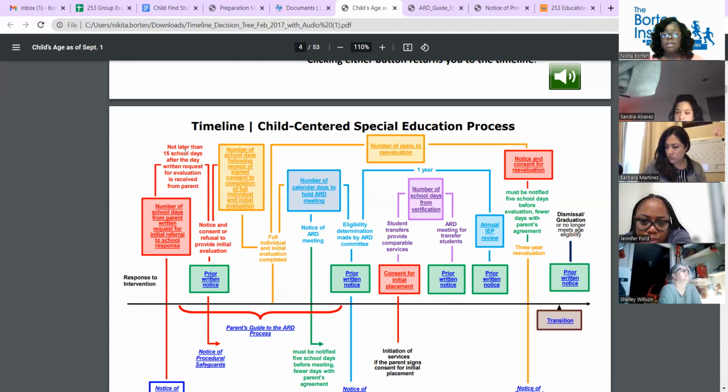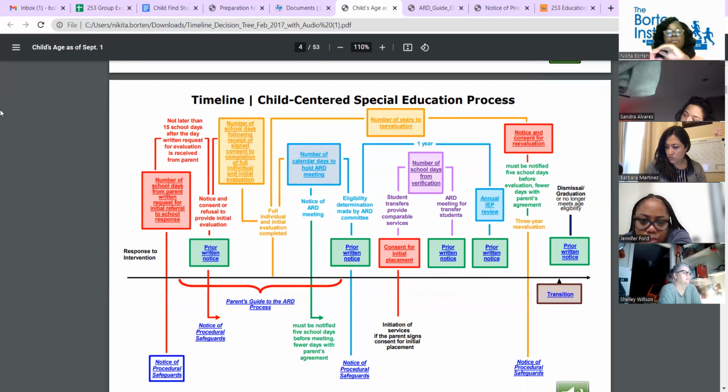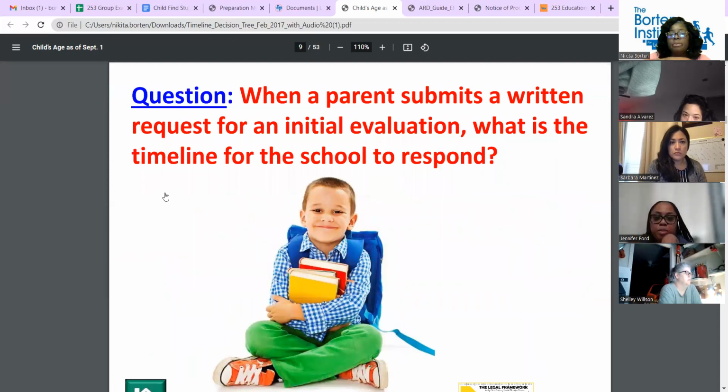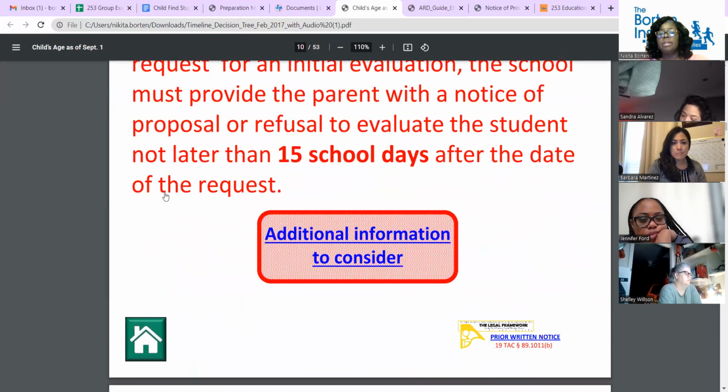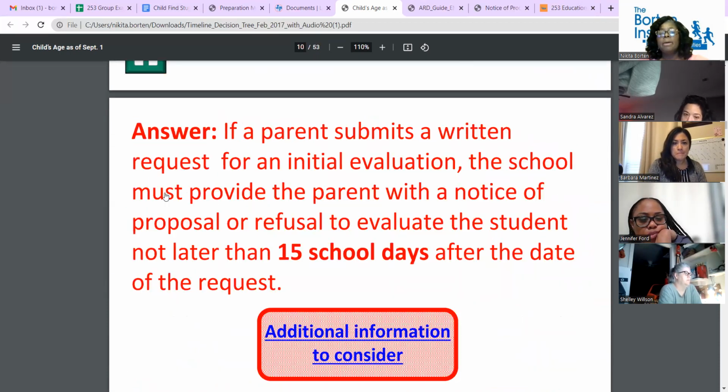You got to know this, okay? So in red is the initial referral process. I'm going to click on it because it tells me more information in forms of scenarios and in forms of questions, and you can read that. And this is what we kind of talk about.